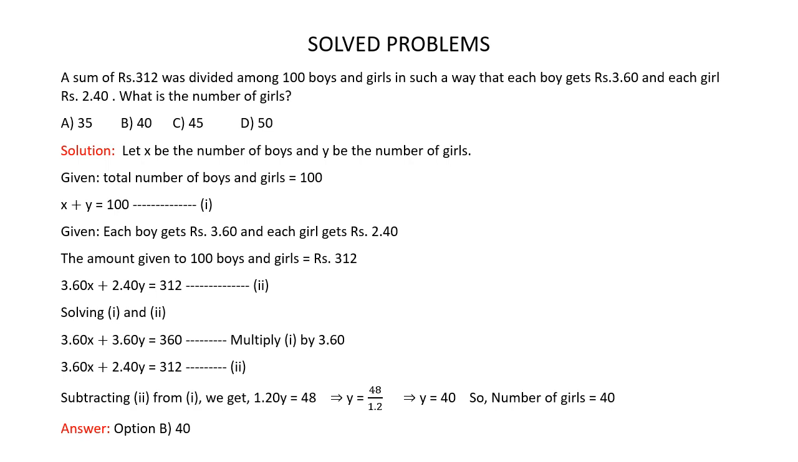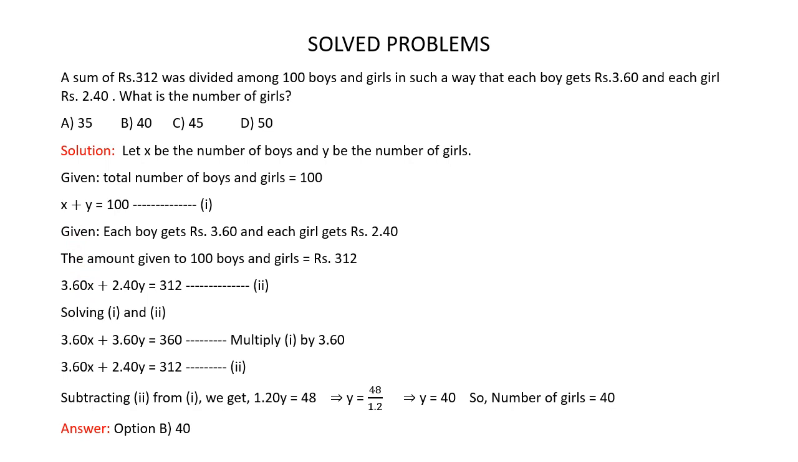Now it's given that the amount given to 100 boys and girls is 312 rupees. So 3.60x plus 2.40y is equal to 312. This is the second equation. Now we are asked to find the number of girls. So we have to eliminate the boys here.